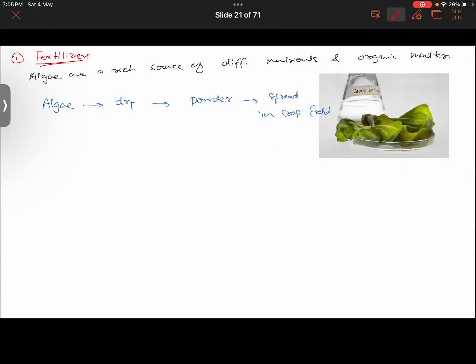Basically, in the mainstream we have been using chemicals, synthetic fertilizers. These organic fertilizers, these algae, are considered a very good alternative to the synthetic fertilizers that we have been using, because they are a rich source of nutrients.